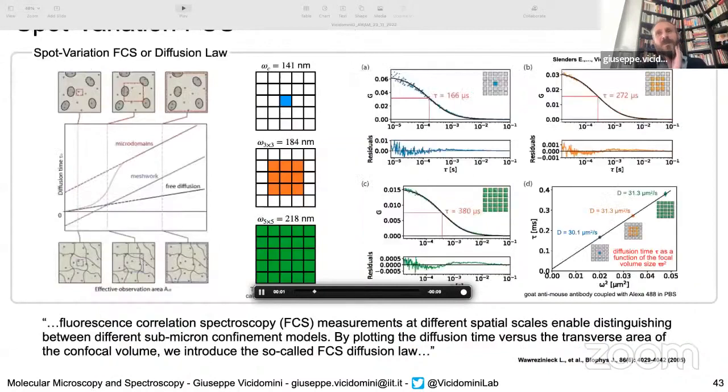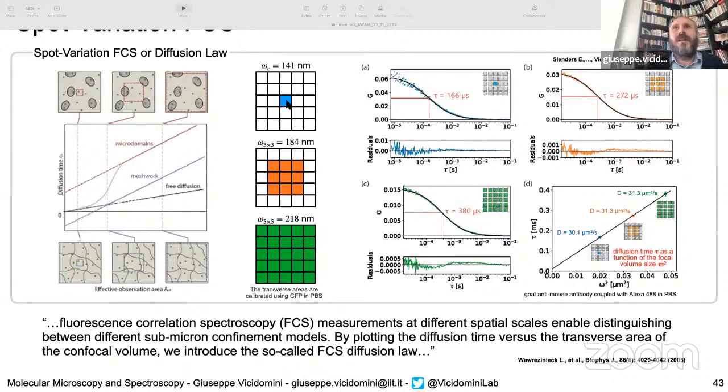Again, for question of time, I will just present you the most straightforward way to analyze this data, which is called spot variation FCS or diffusion law FCS. So now for each element of your detector array, you have intensity time traces, and you can sum up some of these curves in different subsets. For example, you can take only the intensity trace from the central element, or from the 3x3 elements of the SPAD array, or the 5x5. By doing that, I'm mimicking different detection volumes, specifically detection volumes that increase from 140 nanometer up to 280 nanometer.